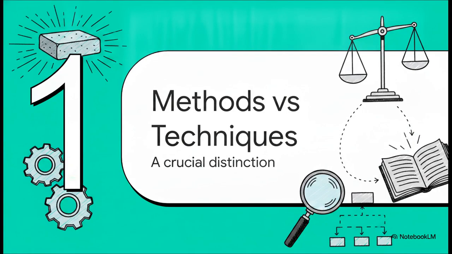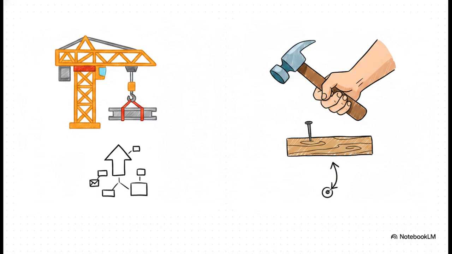Methods versus techniques. Think about constructing a house. Deciding to build a sleek, modern skyscraper instead of a cozy Victorian home? Well, that's your overarching strategy. In legal terms, we call that your method. It's the broad approach you're taking, like choosing to dig into historical texts rather than going out and interviewing people.